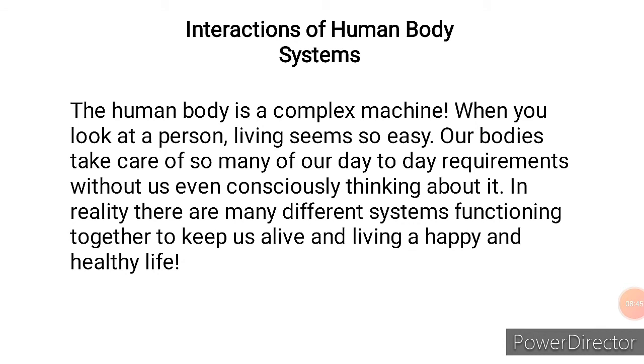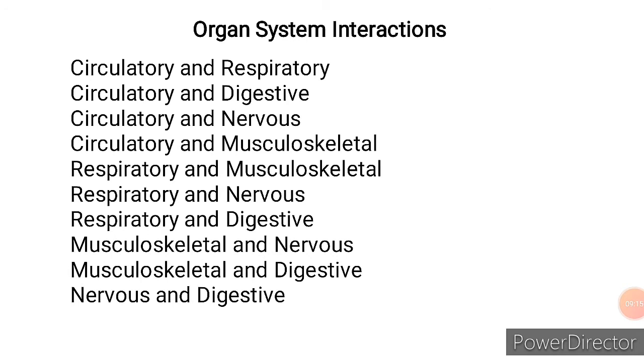Okay, like I said, the human body is a complex machine. When you look at a person living, it seems so easy. You know, our bodies take care of so many of our day-to-day requirements without us even consciously thinking about it. In reality, there are many different systems functioning together to keep us alive and living a happy and healthy life. Is it not? Yes. Let's look at organ and system interaction. That's what I'm saying now.